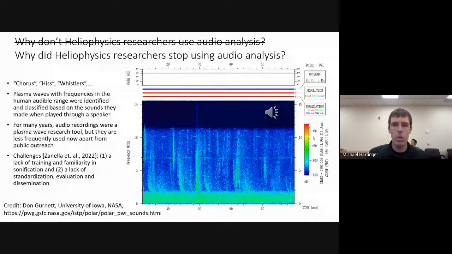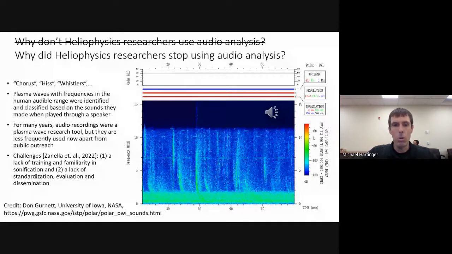So public outreach. Sound has been really useful for many different satellite missions to get people interested in plasma waves, but it's not really been used as a research tool. And so there was a recent study by Zanella et al. looking at why sonification and sound aren't used in astronomy research, but there's a lot of analogies that can be made to heliophysics research. In general, we have a lack of familiarity and training with sonification.